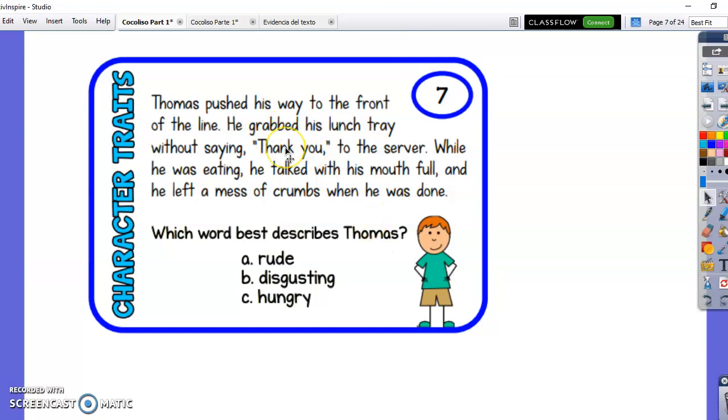He's not saying thank you. He's not following good rules in the cafeteria. He's eating with his mouth full. Is he rude, disgusting, or hungry? I don't think he's hungry because he's eating. But he's not using good manners. That usually means someone's rude. They're rude because they don't have good manners, or they need to practice better manners. So I think the character trait here for Thomas is rude.